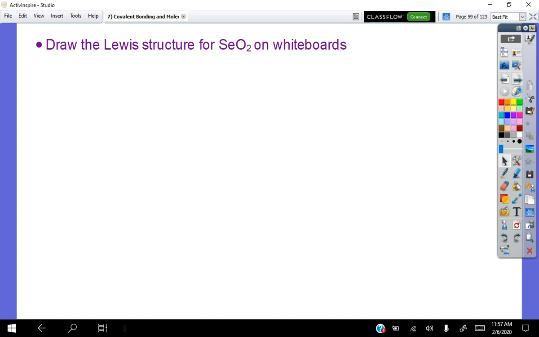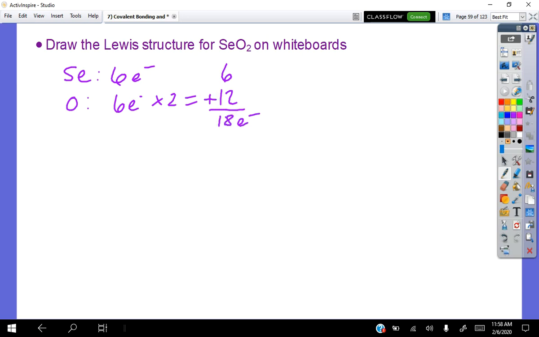So on some scratch paper, or if you have a whiteboard or wherever, go ahead and draw this molecule, SeO2. If you need to pause, do so now. Okay, so selenium has 6 valence electrons. And we know that oxygen also has 6 valence electrons, times the 2 oxygen that we have in our formula. We end up with a total of 18 electrons at our disposal.